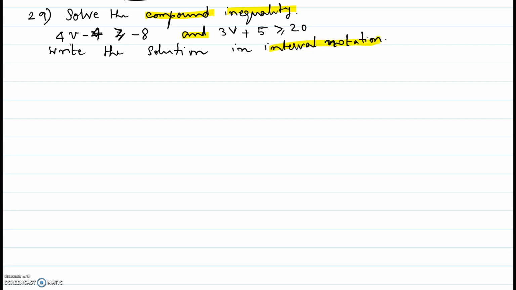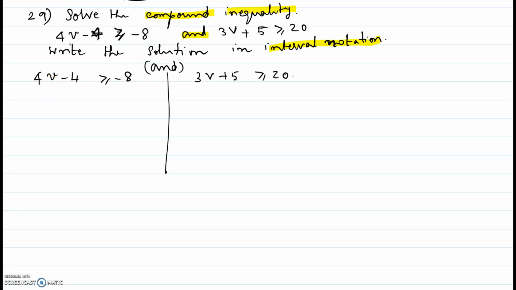So let's solve the two inequalities separately and then we will connect them by the compound statement AND. The first inequality is 4v minus 4 is more than or equal to negative 8. The second inequality is 3v plus 5 is more than or equal to 20. They are connected by this compound statement, which is AND. Let's solve these two inequalities separately.